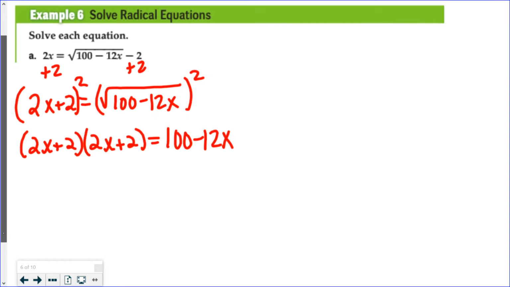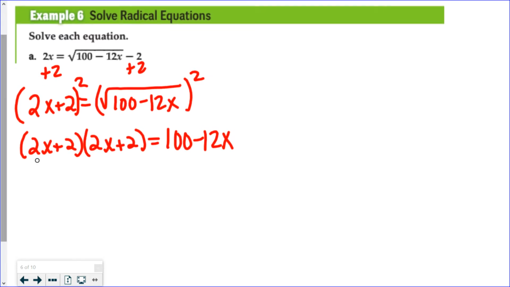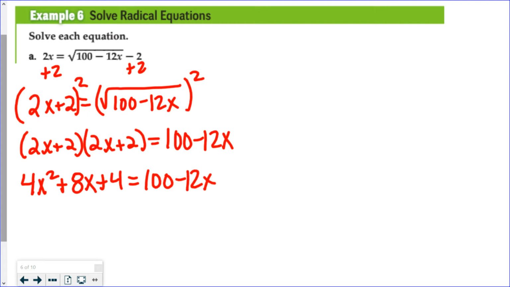All right, multiplying out on the left-hand side, 2x times 2x is 4x squared. And I get 2x times 2, that's 4x, plus 2 times 2x, that's 4x. So 4x plus 4x would be 8x in the middle. And then 2 times 2 gives me 4. At this point, I see that my highest term is a 2, so I know I've got a quadratic equation. And we solve those generally, we try to factor them if we can.